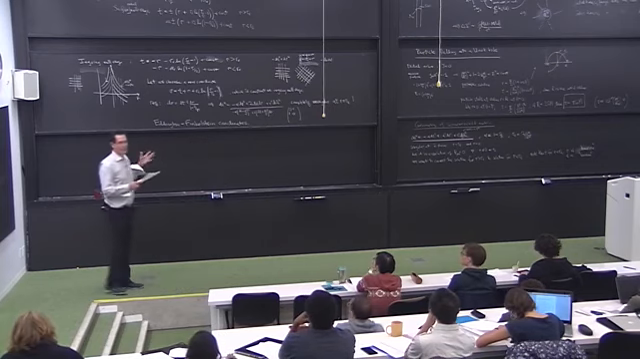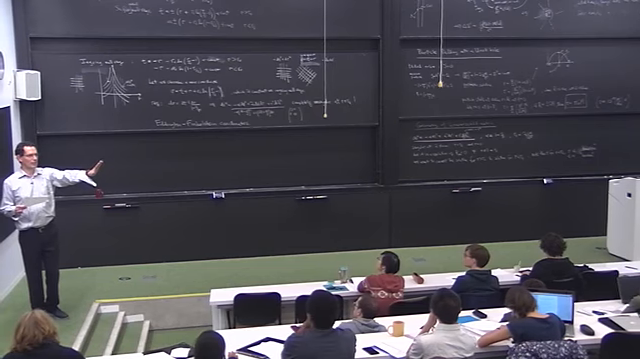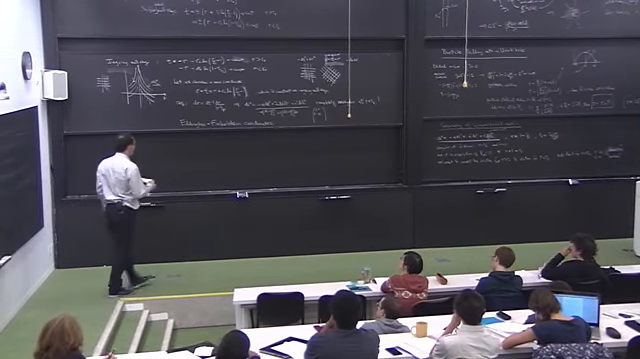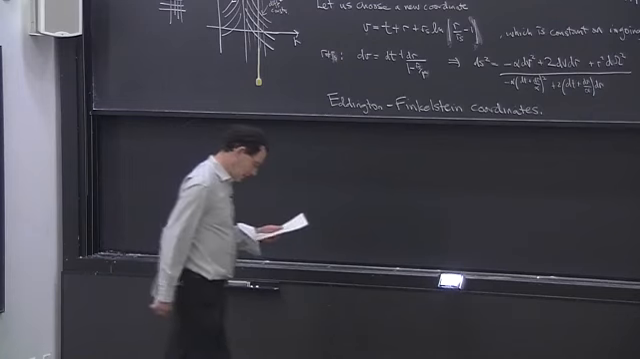So people were very confused that if a metric looks singular in one set of coordinates, they were worried it's really singular. Okay, and as we'll see, it's not at all singular. It's just that you had bad coordinates.